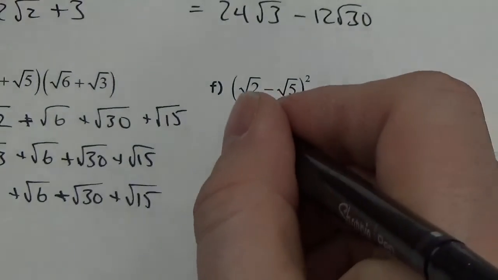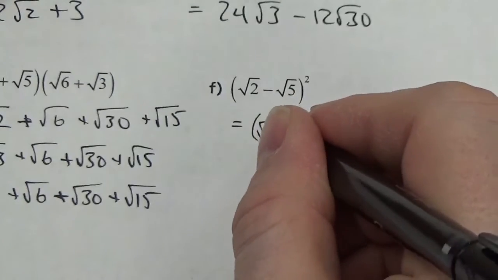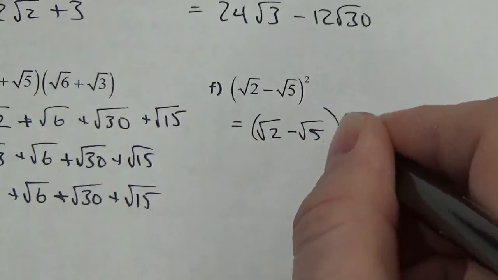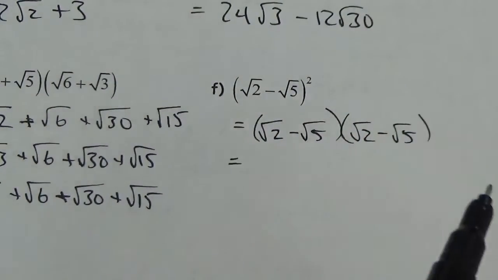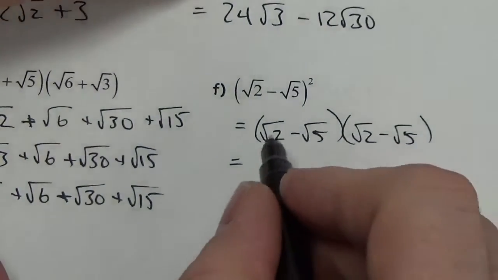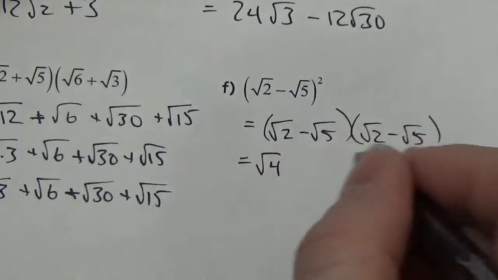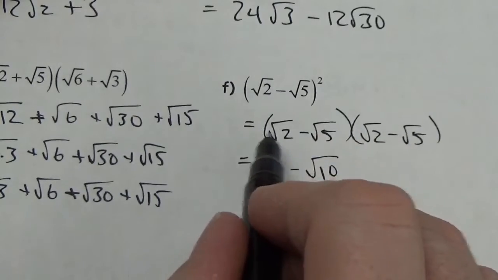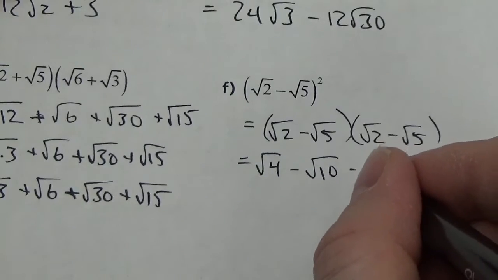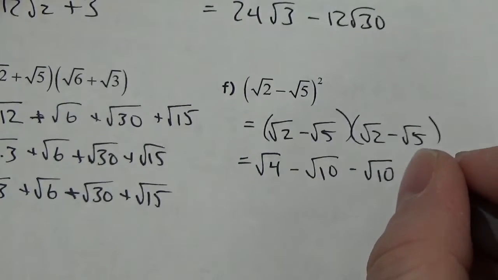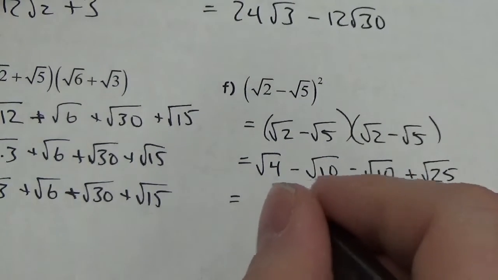Over here, I've got to be really careful with this one. It's a binomial being squared. So this has got to be root 2 minus root 5 multiplied by root 2 minus root 5. I set myself up for trouble if I try to square that too quickly. So now I distribute both of these terms. Root 2 times root 2 will be root 4. Root 2 times negative root 5 will be negative root 10. The coefficient is 1 here, and the coefficient is negative 1, so that's the product. Negative root 5 times root 2 will again be negative root 10. And negative root 5 times negative root 5 will be positive root 25. Well, the square root of 4 is 2.